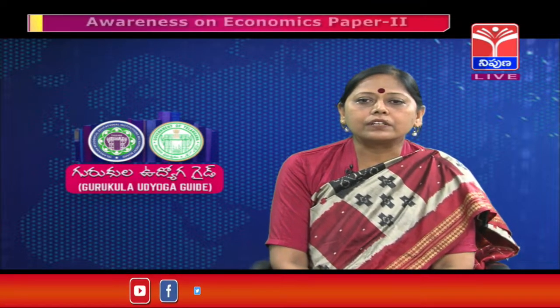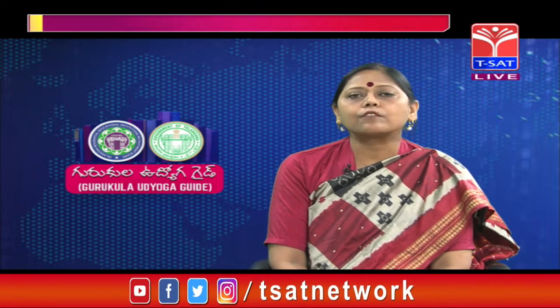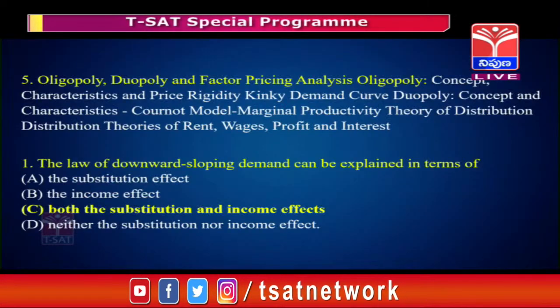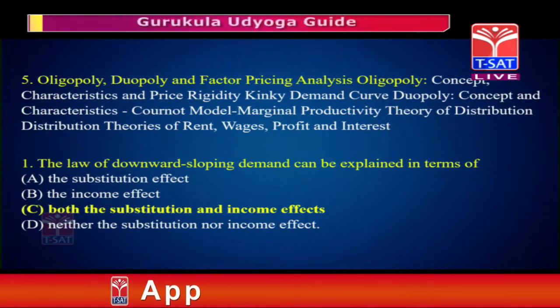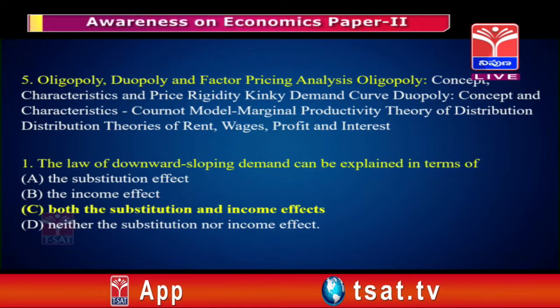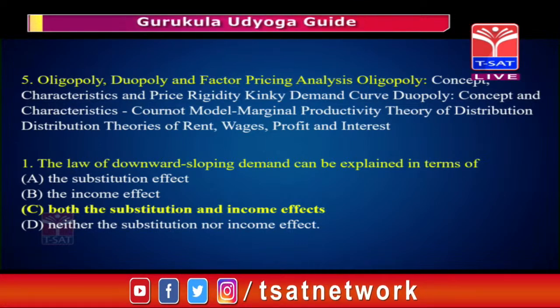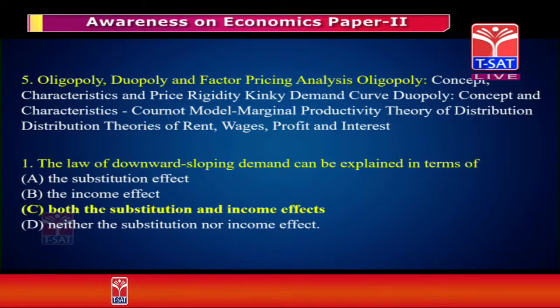When we talk about factor price analysis, as I told you before, there are four factors of production: land, labor, capital and entrepreneur. When they are employed by the producer, they are paid income, which is categorized as rent, wages, profit and interest. So this is for the first unit, and we have put in certain model questions which you can look into.